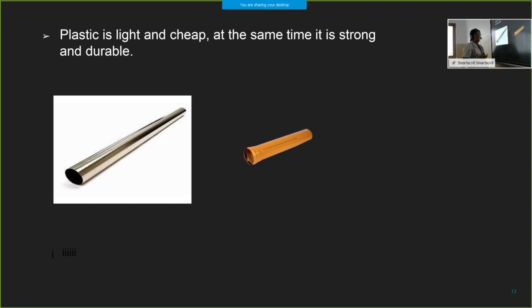And also, it is cheap. Metals are a little expensive, but plastics are cheap. And at the same time, they are strong and durable also. Plastics are strong and durable just like metals. So, many of the things are made of plastics.